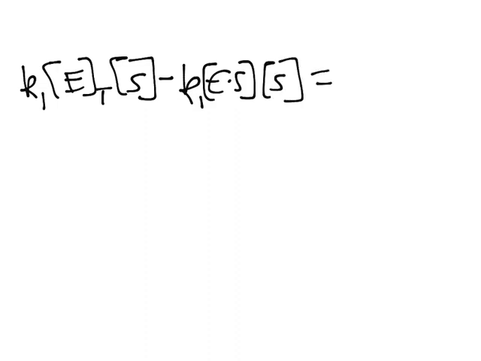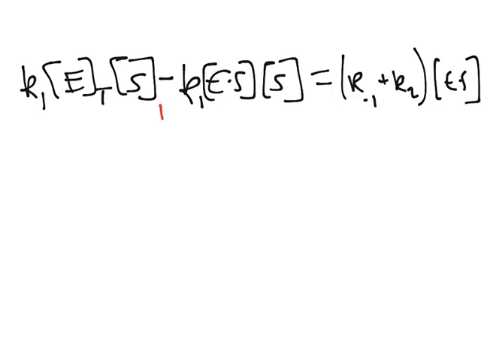So my modified version of equation 1 was K1 times the concentration of enzyme total times the concentration of substrate minus K1 times the concentration of enzyme substrate complex times the concentration of substrate. That's going to equal the breakdown rate, which we said was K minus 1 plus K2 times the concentration of the enzyme substrate complex.